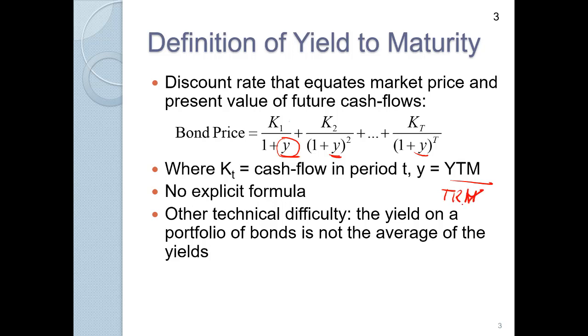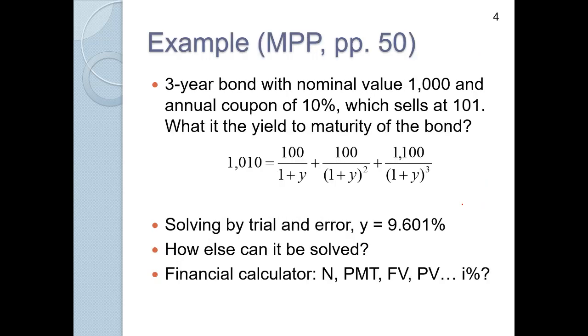And the other technical difficulty is that when you have a portfolio of bonds and you want to find what's the yield to maturity of my portfolio, there's not an easy way of doing that. It's not like, oh, you know what, let's take the average of the yields of the bonds and we're going to get the yield to maturity for the portfolio. No, there's no way of doing that. You would have to take all the cash flows of all your portfolio and then compute the yield to maturity for your portfolio. So this is an example from Martellini's book.